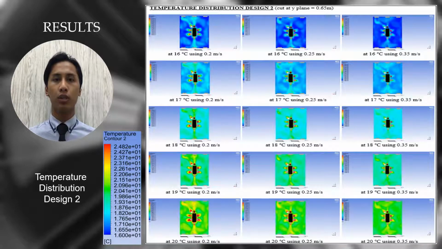For design 2, the results are shown in the figures given, cut at the y-plane. It is observed that the contour displacement is lesser than design 1, which illustrates that the surgical staff are more comfortable. However, this result from CFD analysis needs to be related with the PMV and PPD data obtained from the CBE Thermal Comfort online tool in order to achieve desired comfort conditions.